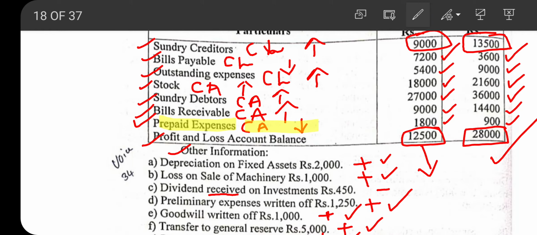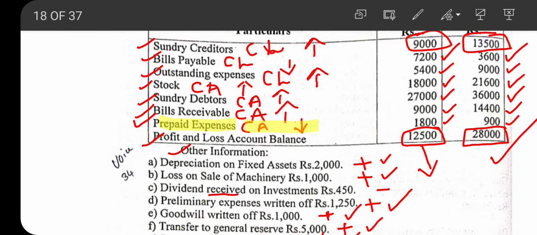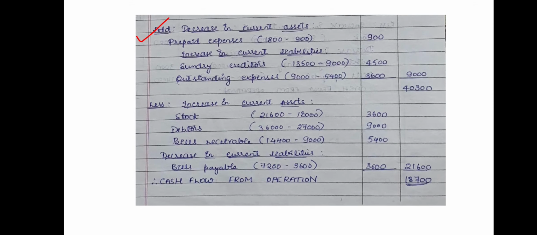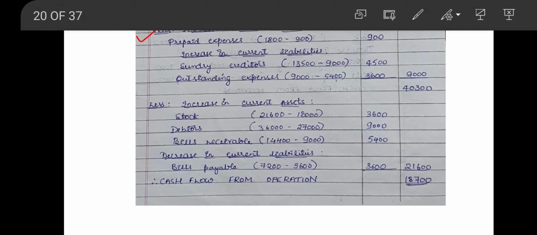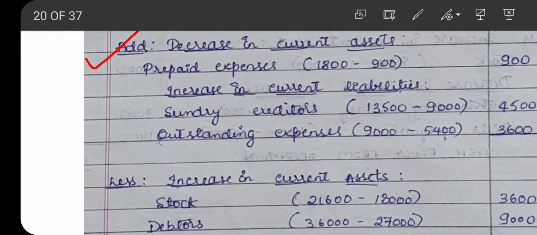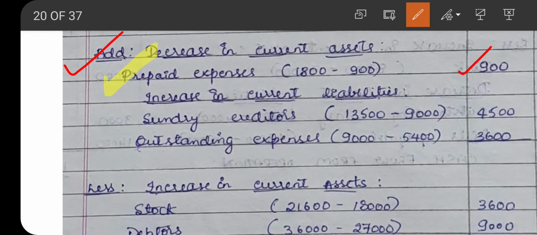Current asset decreased. So how much is decreased? 1,800 minus 900. So for decrease in current asset, you are having only one item which is decreased. You are having only one current asset which is decreased. So prepaid expenses 1,800 minus 900, amount in the inner column 900. So there is no other current asset which is decreased. Then we need to write increase in current liability.